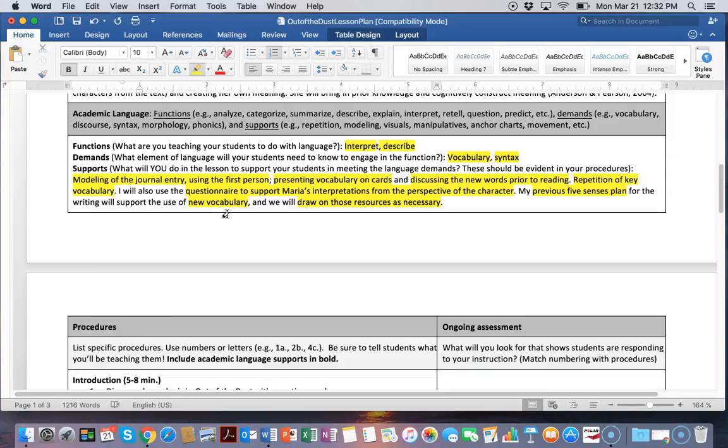Next, we're going to take a look at a lesson plan that focuses on teaching irony in 5th grade, and will focus on academic language discourse.